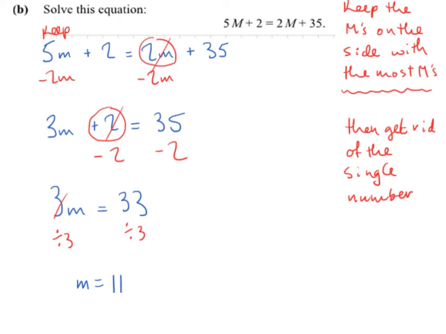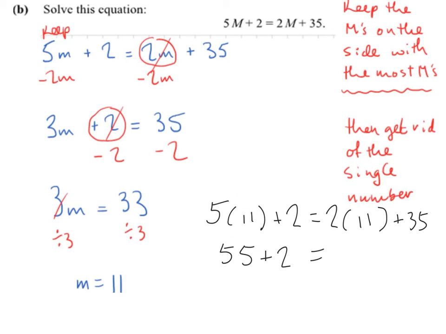And I can check by subbing the 11 back into the original equation. So I'm going to swap the m for 11 on the left, and I'm going to swap that m for 11 on the right. So it's going to be 5 multiplied by 11 plus 2, which gives me 55 plus 2, and then 2 times 11 plus 35, which gives me 22 plus 35, and then 55 plus 2 is 57, and 22 plus 35 is 57, and since the equation balances, which means I have the same number on the left and the right, I know that my answer is right. M is indeed 11.